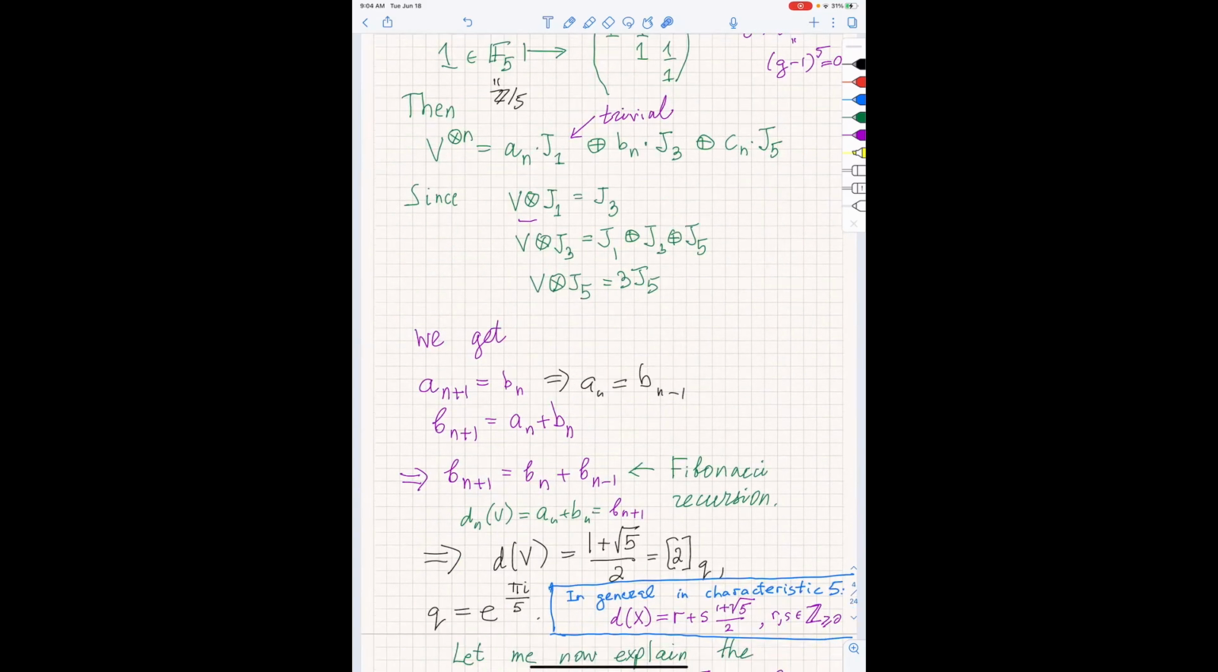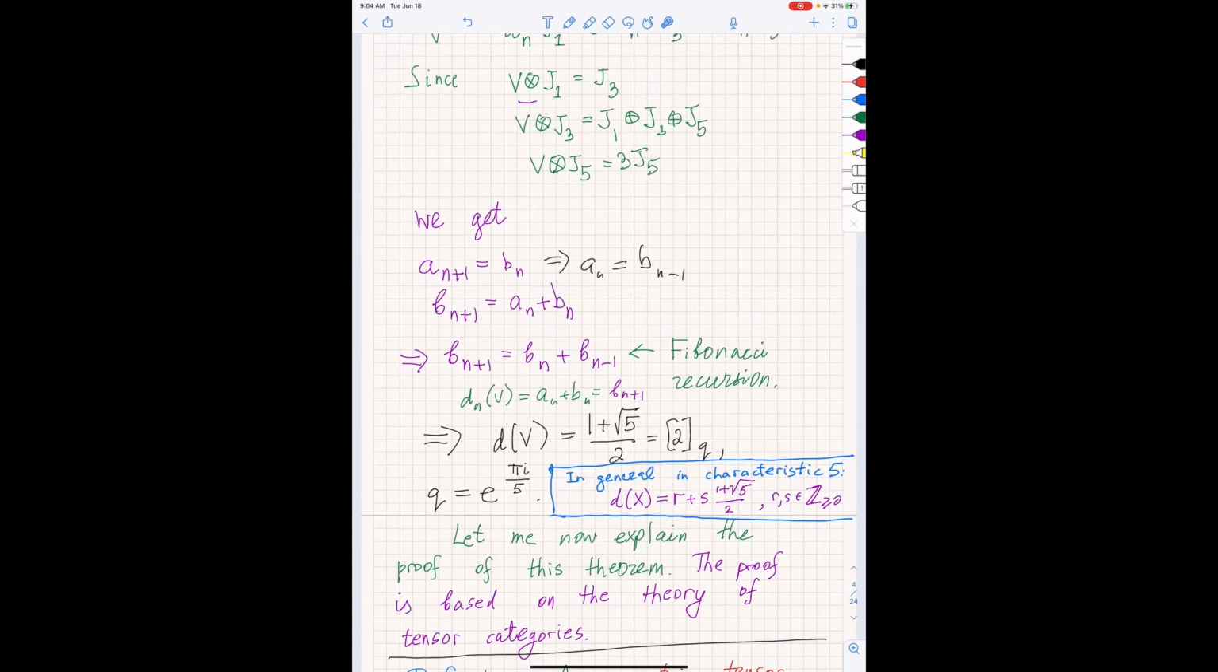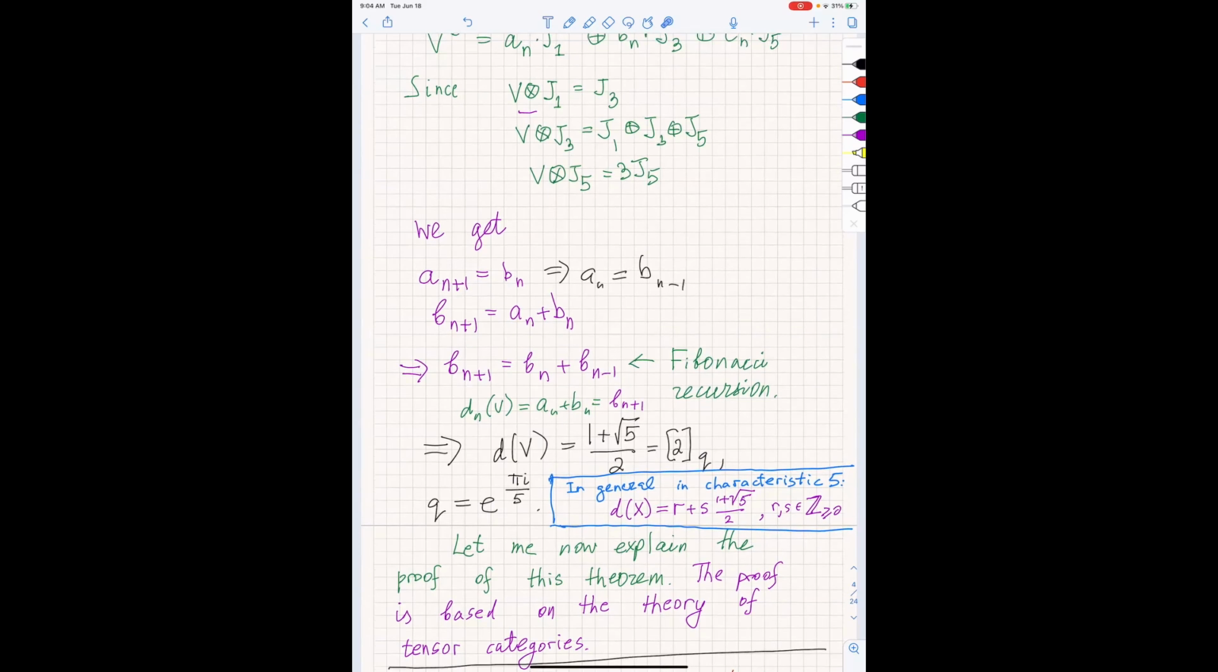Okay, so now I'm going to explain the proof of this theorem, which is based on the theory of tensor categories. But before that, I want to see if there are any questions, and also to confirm that you can hear me well.